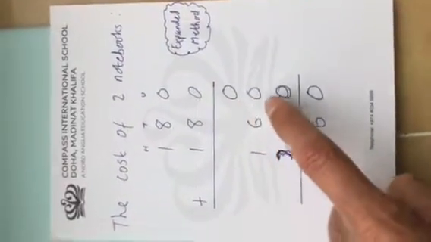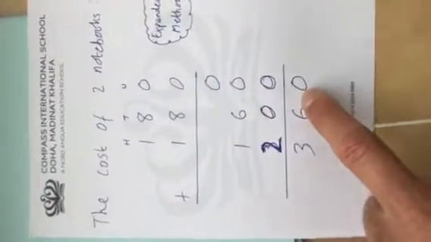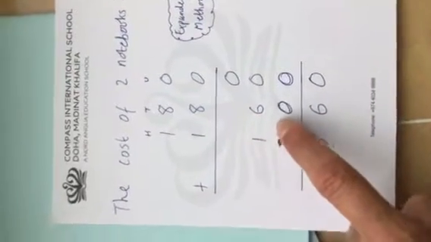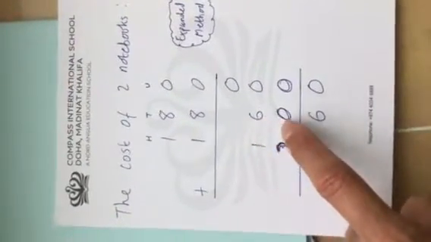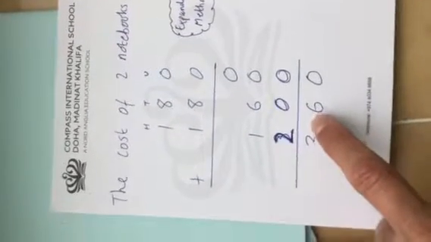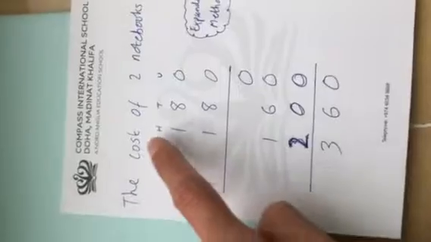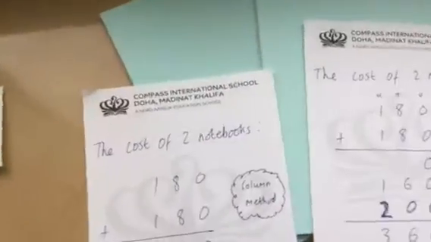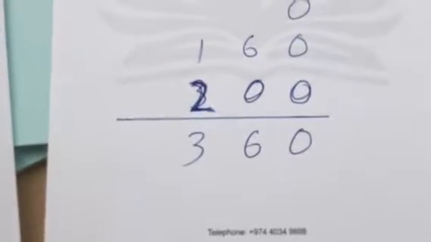And then we add these amounts. So 0 plus 0 plus 0 equals 0. 6 plus 0, which is actually 60 plus 0, is 60. And then 1 plus 2, which actually means 100 plus 200, equals 300. Therefore, the cost of these 2 notebooks here is 360 pence.